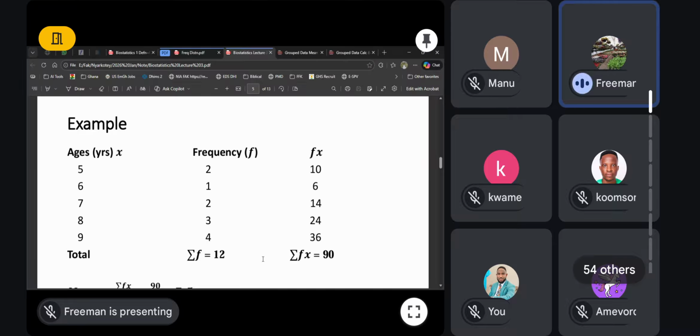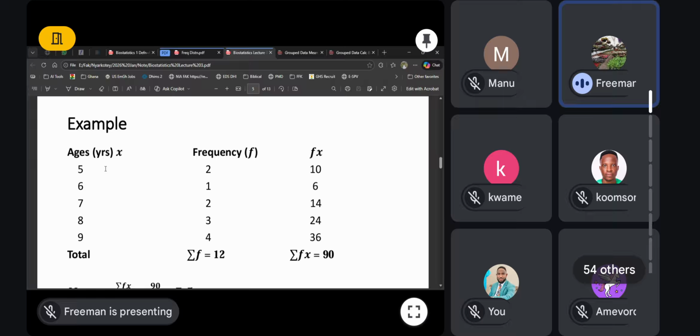And we said earlier that to get the average or the mean, you have to add all the data sets. So for us to do that, we have to add 5 twice. That's 5 plus 5 plus 6, then 7 plus 7 plus another 7, then plus 8 plus another 8 plus another 8, then plus 9 plus another 9 plus another 9 plus another 9. That's all the numbers. That's the meaning of the frequency here.